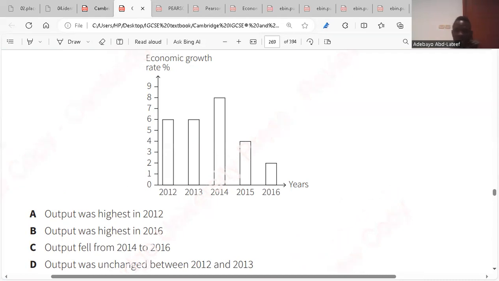So it's D because, no, in 2012. No, output was not highest in 2016. No. D. Output fell from 2014 to 2016. No, it's D because we said that it fell. Economic growth cannot affect output. So the most reasonable answer is D. Output was unchanged between 2012 to 2013. Yes, it doesn't affect output. Yeah, sure.